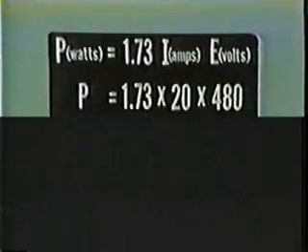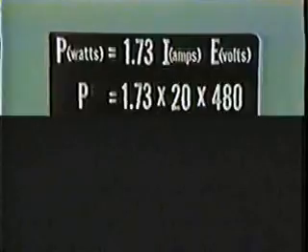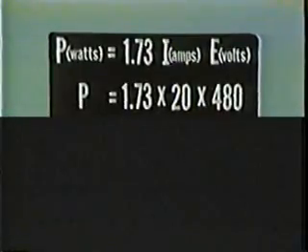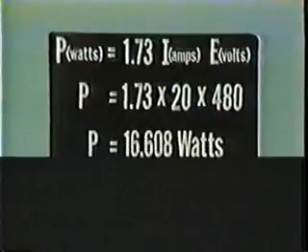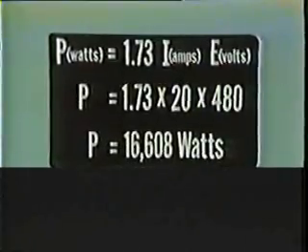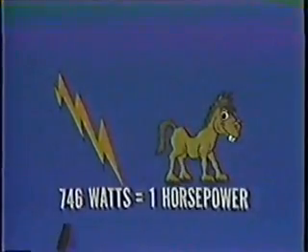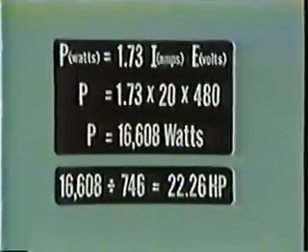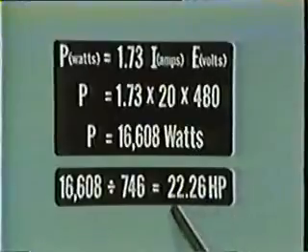Thus, if we have a three-phase system and we check with an ammeter and find the amperage is 20, and with a voltmeter we find the voltage to be 480, then P in watts equals 1.73 times I in amps times E in volts, or P equals 1.73 times 20 times 480. Therefore, P equals 16,608 watts. Since 746 watts equal 1 horsepower, if we want to express our answer in horsepower, it would be 16,608 divided by 746 equals 22.26 horsepower, or HP.